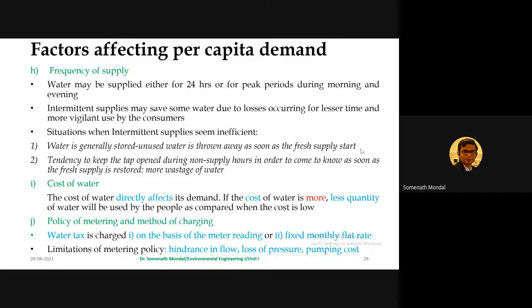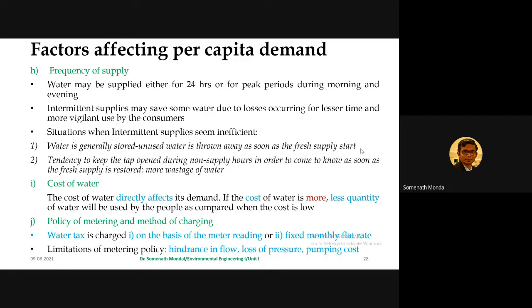And finally comes the frequency of the supply. So this is also very important. The water may be supplied continuously for 24 hours a day, or it may be supplied only for peak periods during the morning, evening, or maybe sometimes at noon time when people used to take a bath. Now the second system which I have talked about is called intermittent supplies. And the first one, which I talked about, is the 24 hour continuous supply. So that is basically continuous supply.